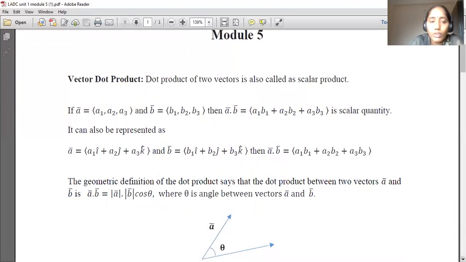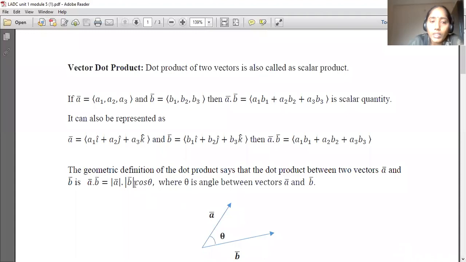Let's go to the definition. The geometric definition of the dot product says that the dot product between two vectors a bar and b bar is a bar dot b bar equals modulus of a bar into modulus of b bar into cos theta, where theta is the angle between the two vectors. This is our a bar and this is our b bar.